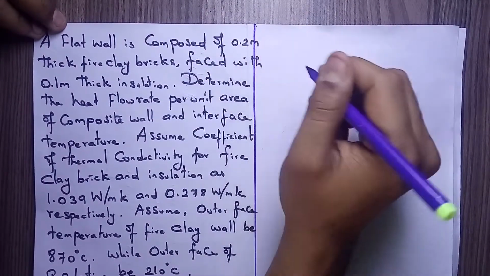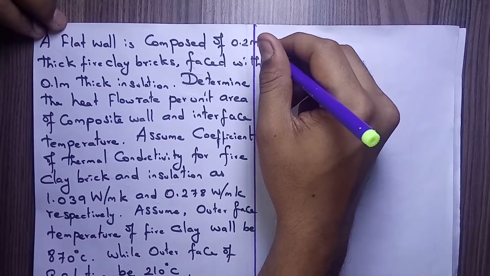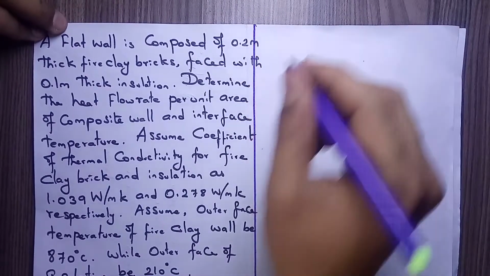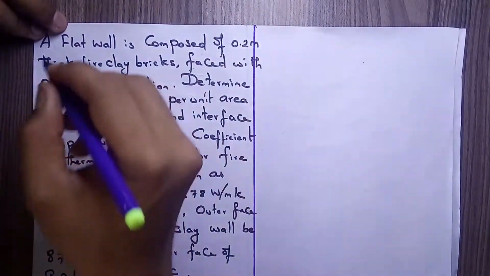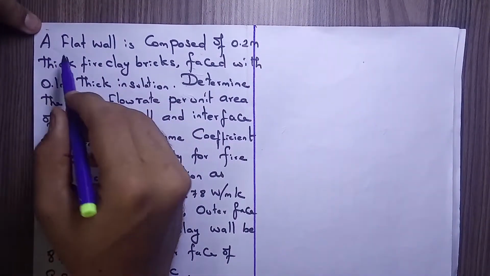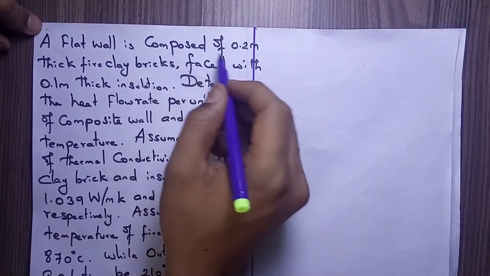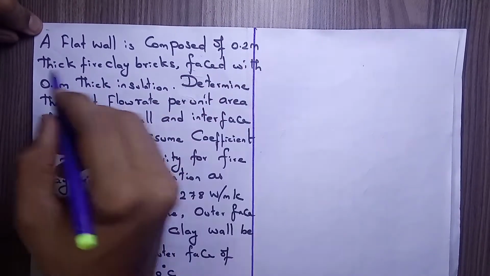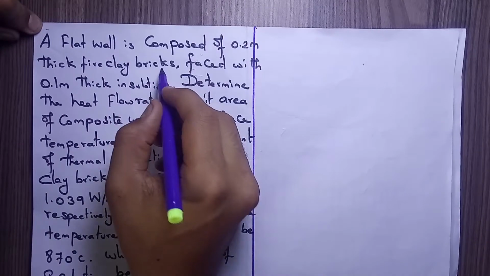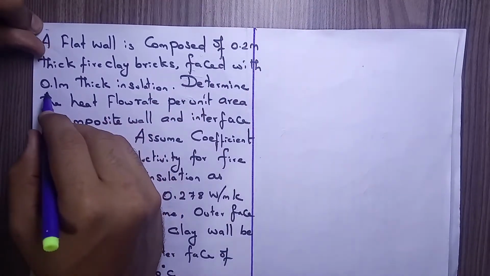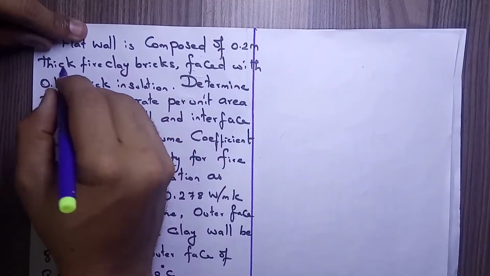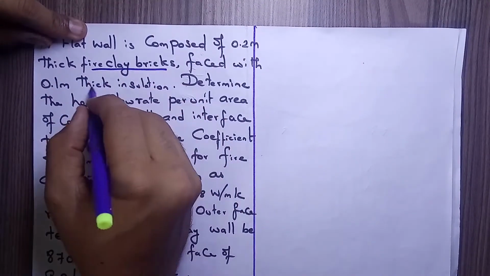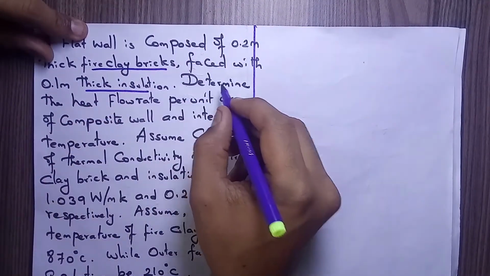Last class we saw the conduction of heat transfer through a composite wall. This is also one more example of conduction of heat transfer through a composite wall. Let's check the question. A flat wall is composed of 0.2 meter thick fire clay bricks faced with 0.1 meter thick insulation. So there are two layers. One layer is fire clay bricks and the other layer is thick insulation.